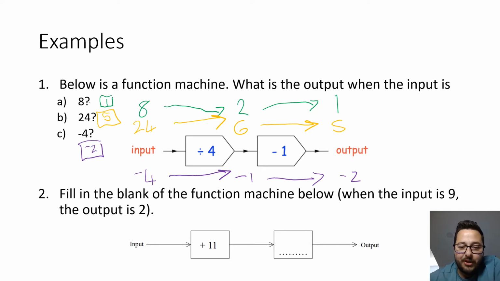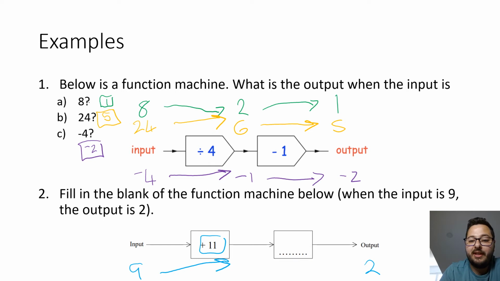Okay, now question number 2 says fill in the blank of the function machine below. When the input is 9, the output is 2. Okay, so let's just look at that then. So if the input is 9, the output is 2. So we've already got that it starts off with adding 11. So 9 plus 11 is 20. And so we just need to think of a rule to go from 20 to 2. So the first one that comes to my mind is divide by 10. So 20 divided by 10 would give you 2.